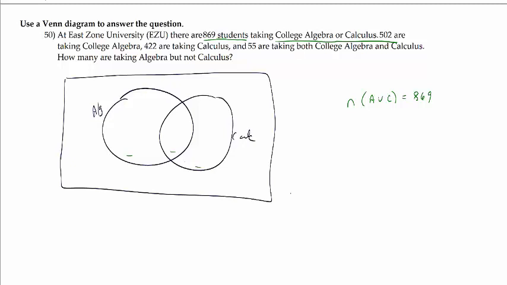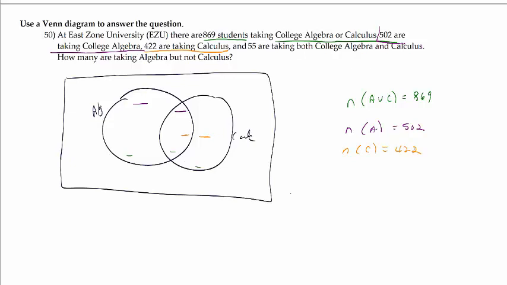I know that 502 are taking college algebra. So the number of those taking college algebra is 502. So college algebra is going to be here and here. Again, I don't know how to split those up, so I can't do that one yet. And let's see, we also got that 422 are taking calculus. So again, calculus is going to be here and here. That's going to have to total 422.